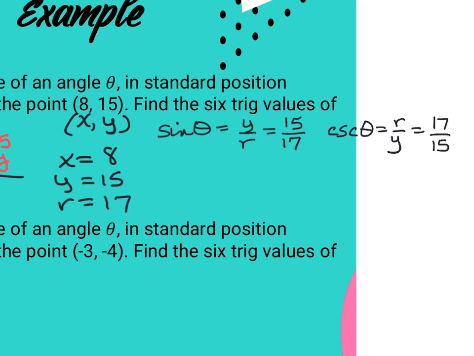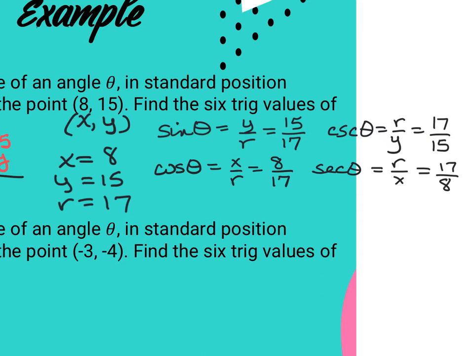The next one I'm going to do is cosine. Cosine is x over r. My x value is 8. R is 17. I'm going to do its reciprocal, which is secant. And I'm done. Well, let me tell you what it was. Let me erase that. Secant is r over x, which is 17 over 8.